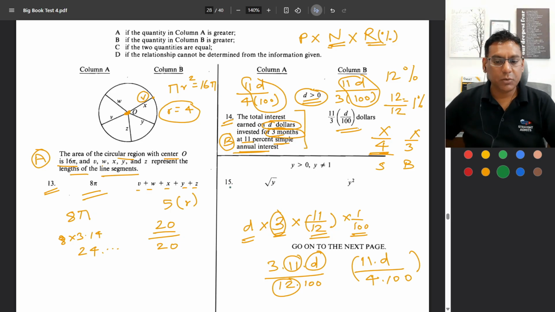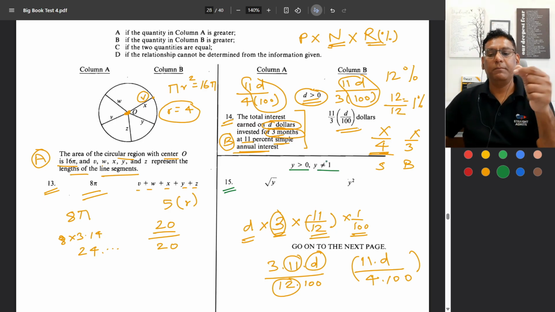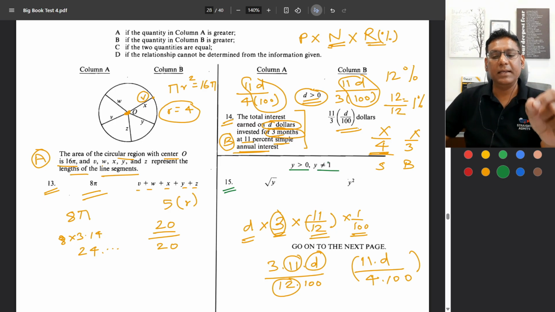All right, let's look at question 15. y is greater than 0, y is not equal to 1. So we will have to look at cases less than 1 and greater than 1, right? We don't have to worry about negative numbers. It's fine. Root y, square.